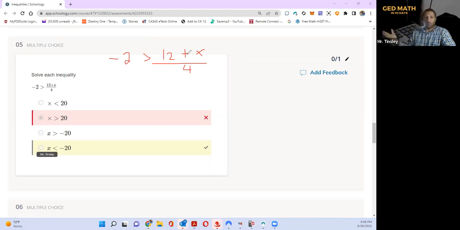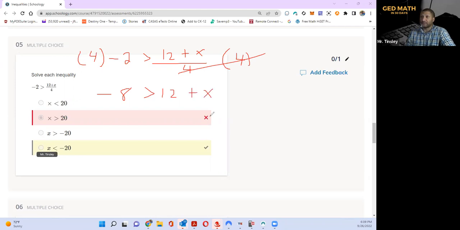But again, what you want to say to yourself is, what side is my variable on? On my right side, so I'm only looking at my right side. I have basically a fraction, a numerator and a denominator. First, you need to get rid of that denominator. The opposite of dividing by 4 is multiplying by 4, and whatever we do on one side, we do on the other. Those 4's cancel. You get minus 8 is greater than 12 plus x.